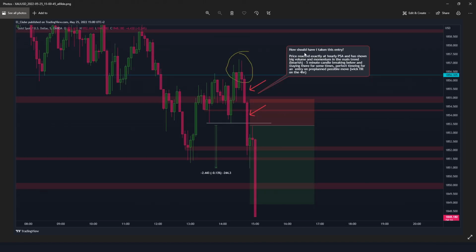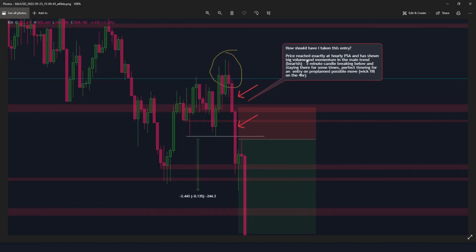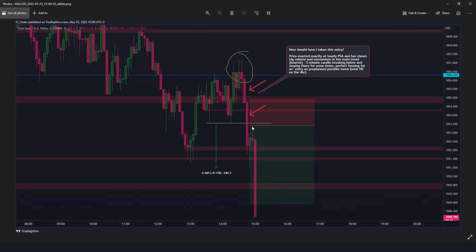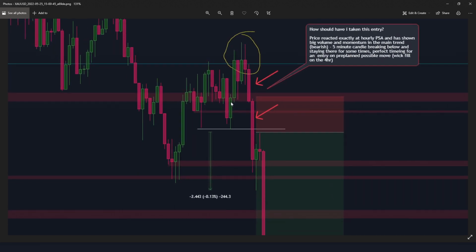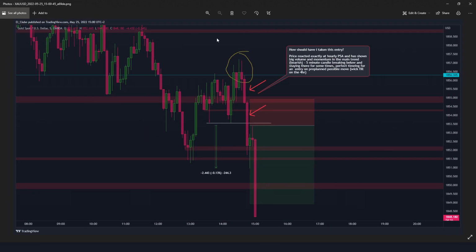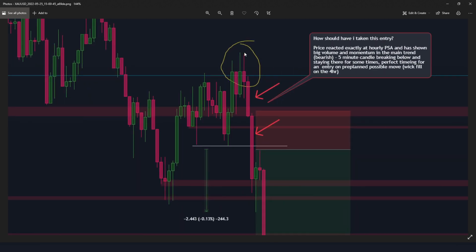So afterwards, this is later in New York. As you can see, I missed this entry, which was very clean. And I asked myself what I could have done to take the entry. Why? What were the reasons, the confirms in the charts to prove that? So as you can see, yes, the main bias is bearish. This price action where I took my loss was showing a strong rejection at an hourly PSA. Let me show you on here.